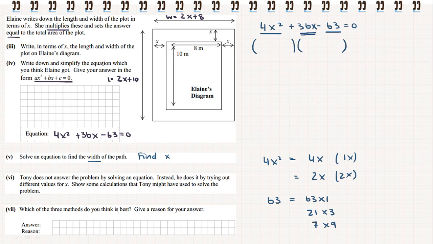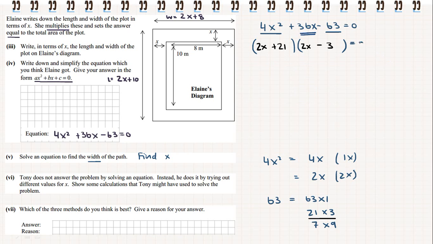This time we're going to use 2x and 2x again, but we're going to try it with different factors of 63. So let's try 21 by 3. So 2x plus 21, 2x minus 3. 21 multiplied by 2x gives me 42x. 2 multiplied by minus 3 gives me minus 6x. So 42x minus 6x is going to give me 36x. So that's how we check that we've used the correct factors.